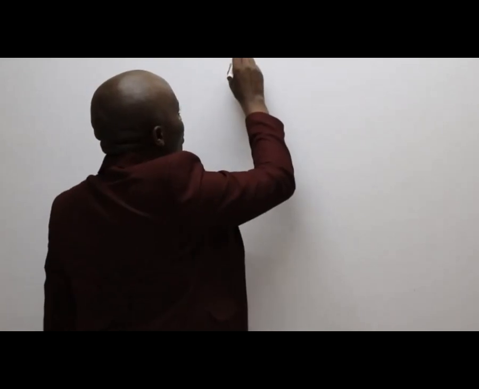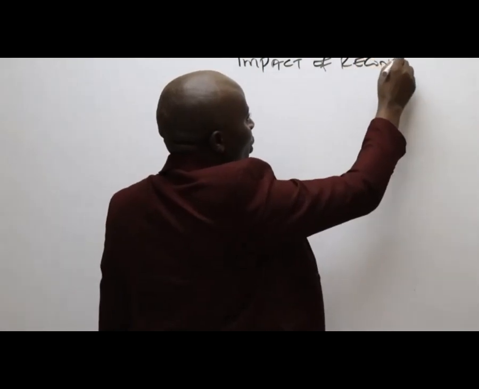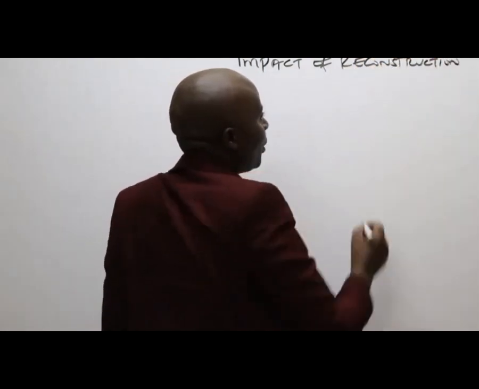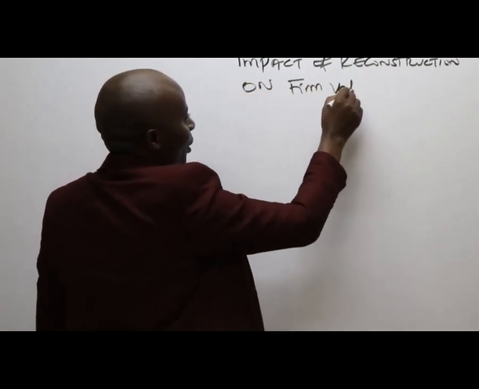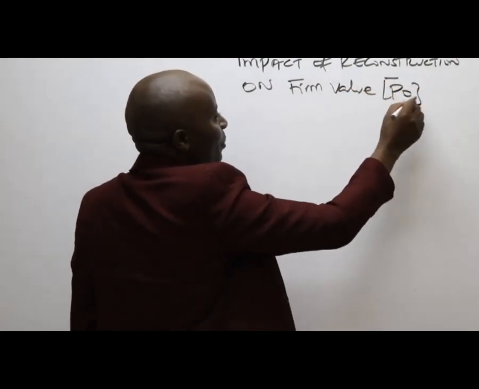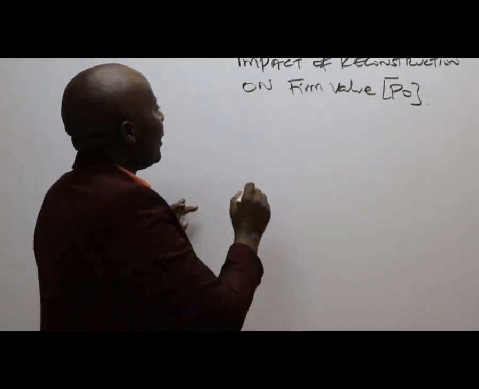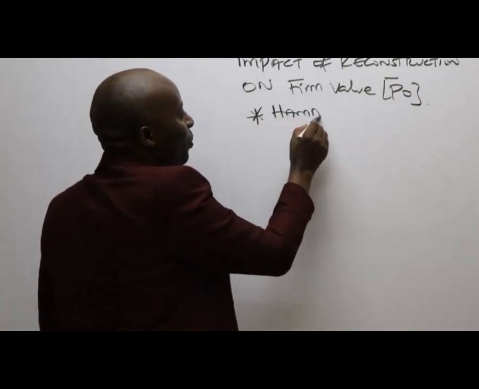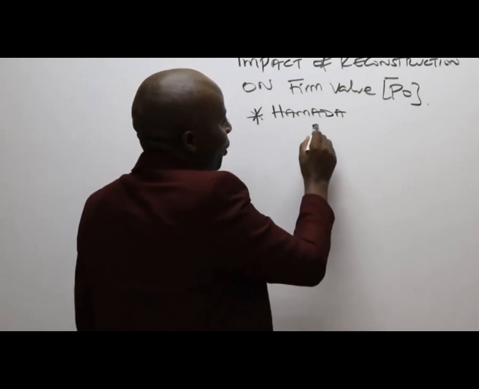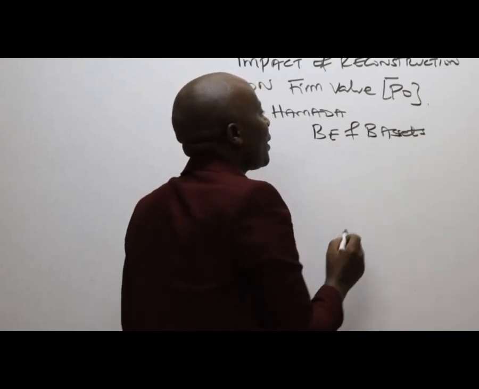So today we are looking at the impact of financial reconstruction on firm value. To be very specific, on the price per share. And really, the major agenda here is to show you the connection between beta equity and the beta assets, using the Hamada's model.